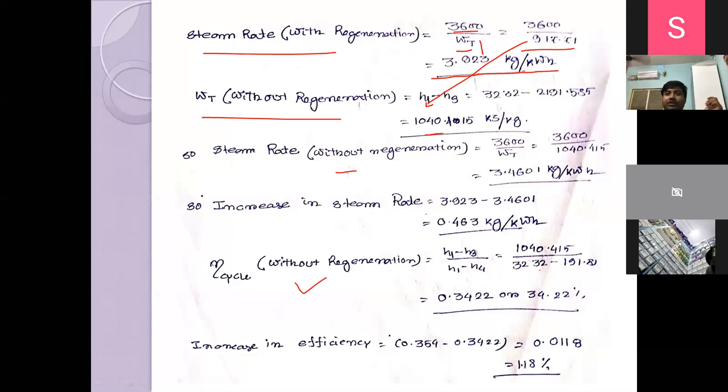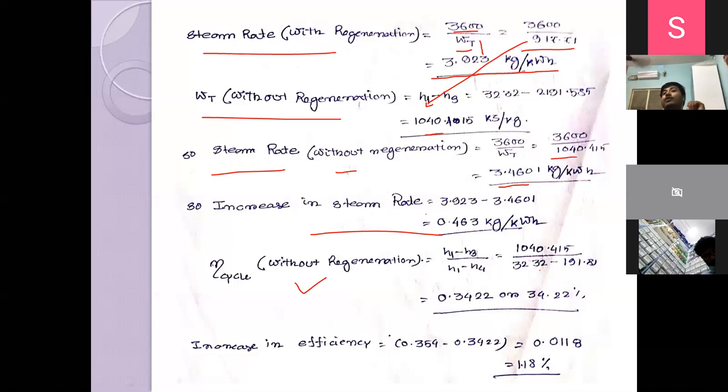Okay, so what will be the steam rate? The steam rate will be 3600 by WT without regeneration. So it will come 3.4601 kg per kilowatt hour. So what is the increment in the steam rate? The increment in the steam rate will be 0.463 kg per kilowatt hour.